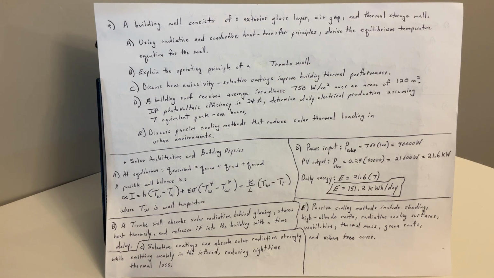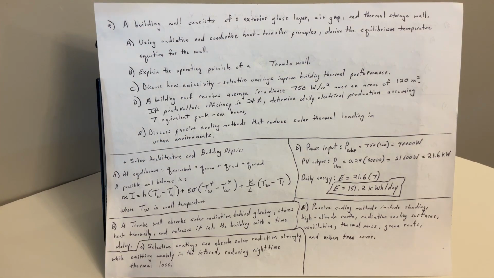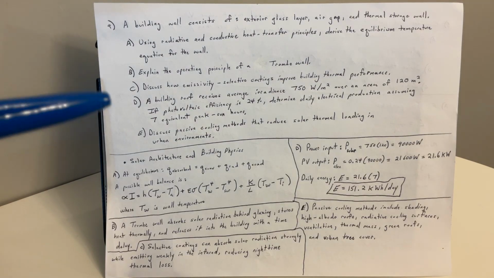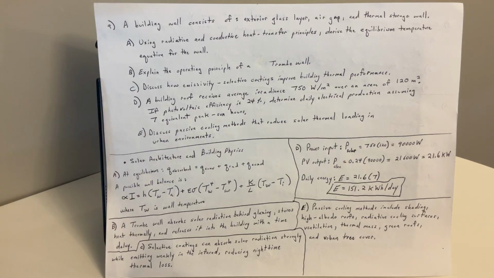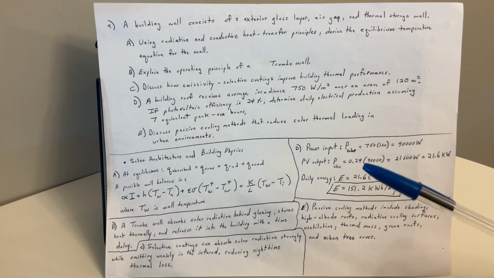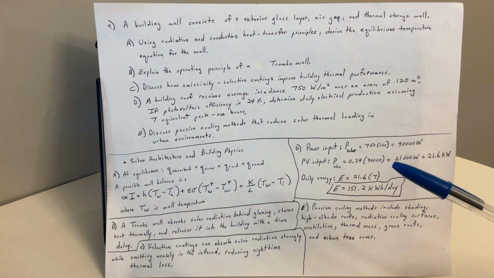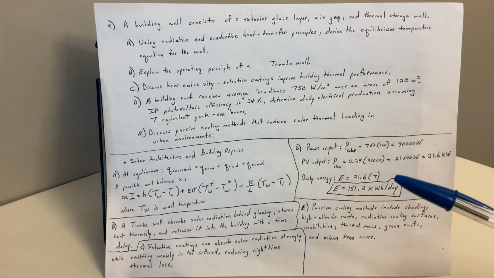Part D, a building roof receives average irradiance 750 over an area of 120. If photovoltaic efficiency is 24%, determine daily electrical production, assuming 7 equivalent peak sun hours. So our power output here is going to be 750 times 120. That's going to give us 90,000 watts. PV output, P sub ELEC equals 0.24 times 90,000. So we get 21,600 W, which is 21.6 kW. So our daily energy, multiplying that by 7, is going to be 151.2 kWh per day.